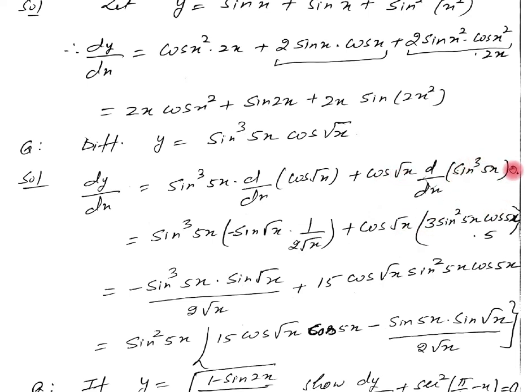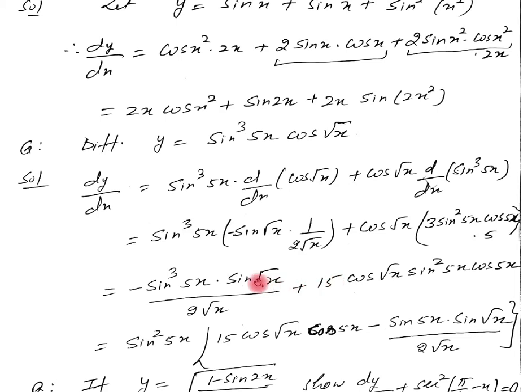Here it is a chain of 3 functions. One the whole power, second sin, and third is 5x. Now very first we have to take the whole power. It will be 3 here. Now sin square, 3 minus 1, 2. Sin square 5x. Then the derivative of sin is cos 5x. Then the derivative of 5x is 5.